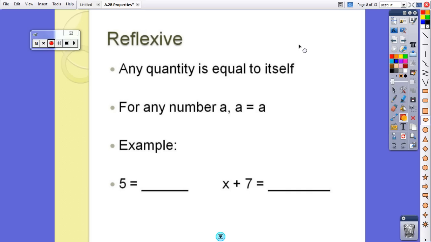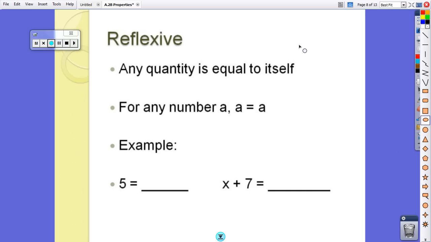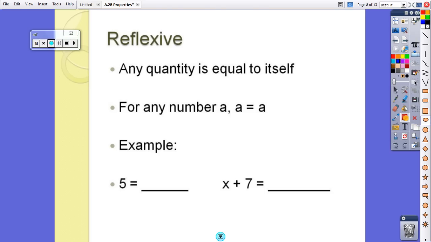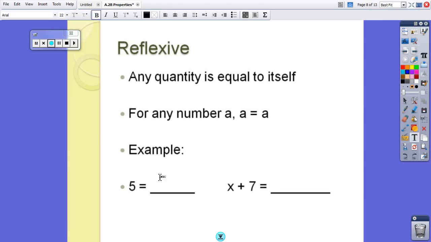Now this is where some new ones might be tricky at first, but we have the reflexive property. Any quantity is equal to itself. Think of reflexive like your reflection. You see yourself in the mirror. So for any number a, we know a is equal to a. So 5 is going to be equal to 5, and x plus 7 is going to be equal to x plus 7.